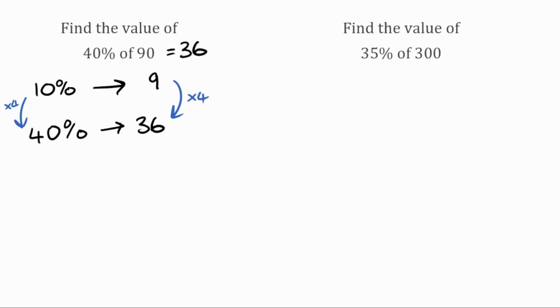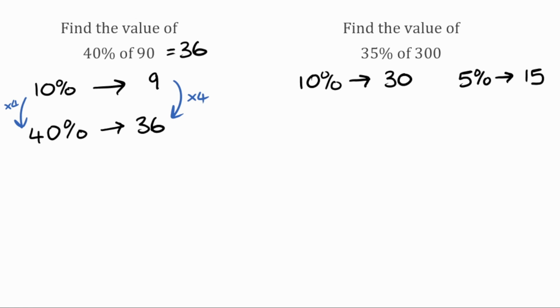Okay, for this next question, we've got find 35% of 300. So again, we're going to find our 10%, our useful percentage, by dividing by 10. So we do 300 divided by 10, so 10% would be equivalent to 30. And then we're also going to find 5% because we need to find 35% in total. So to find 5%, all we would do is take our 10% and divide it by 2. So 30 divided by 2 would give us 15.